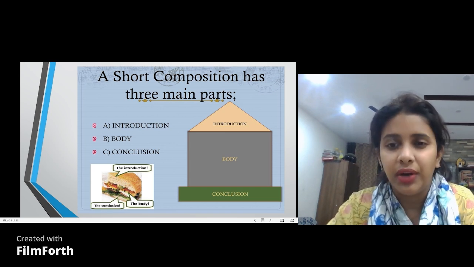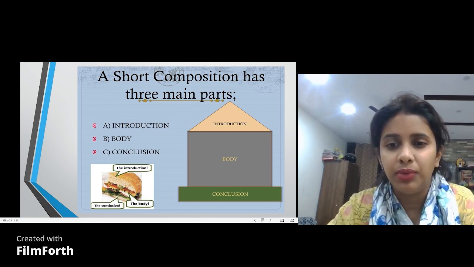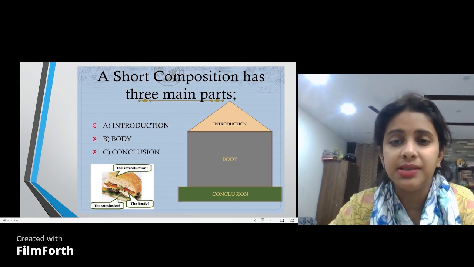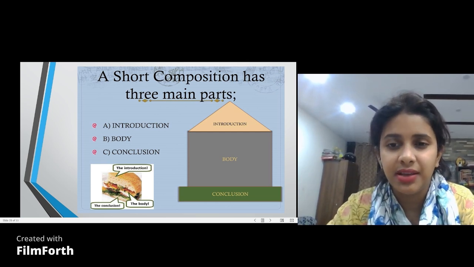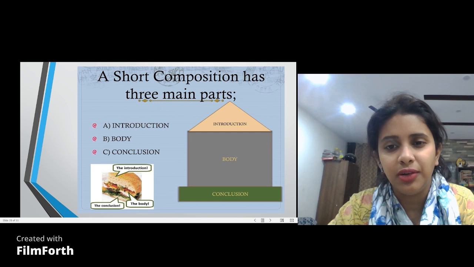Okay, so the body. If your topic is a problem, you're going to talk about that problem. You're going to address that problem. You're going to discuss that problem with examples, with instances. And after discussing, then comes the last part of the composition, that is the conclusion.